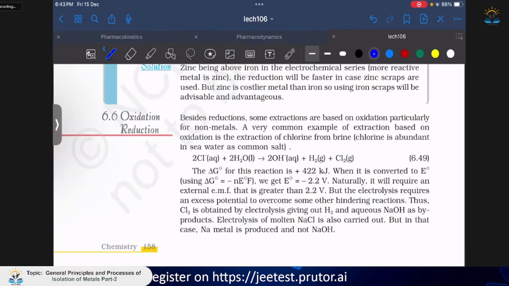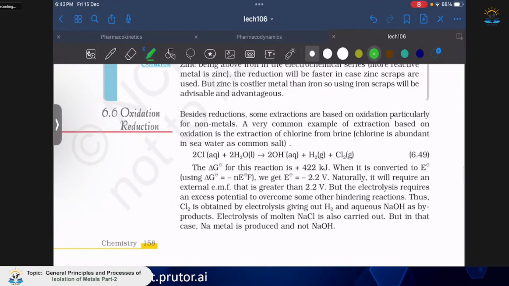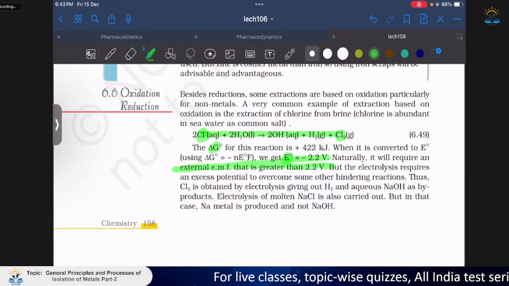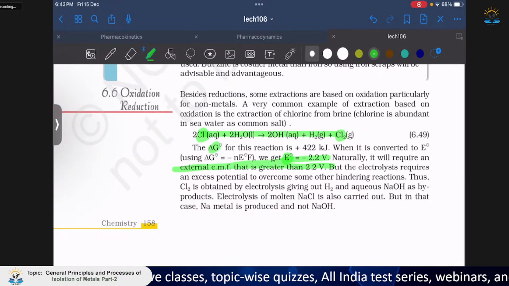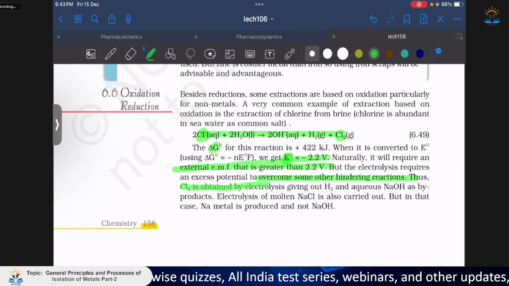Then oxidation and reduction. Some extractions are based on oxidation, particularly of non-metals. A very common example is extraction of chlorine from brine. How do you extract chlorine gas? You oxidize it in the presence of water. For this reaction, E naught is minus 2.2. Naturally, it will require an external EMF, so we need an EMF greater than 2.2. But electrolysis requires an excess potential to overcome other hindering reactions. Thus, Cl2 is obtained by electrolysis.